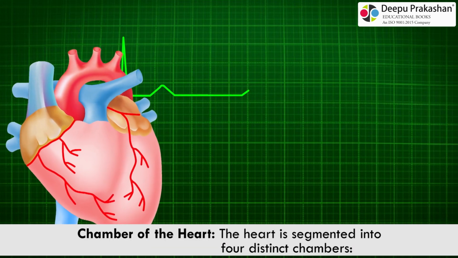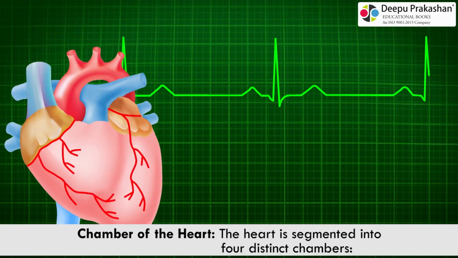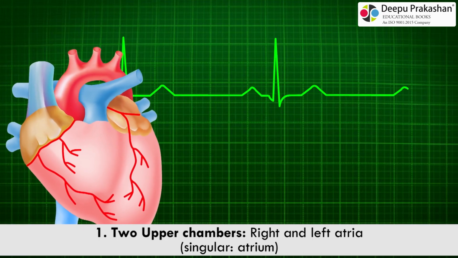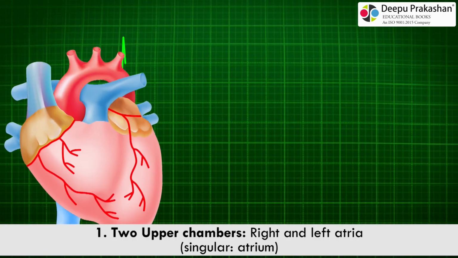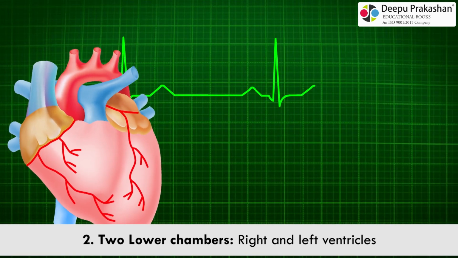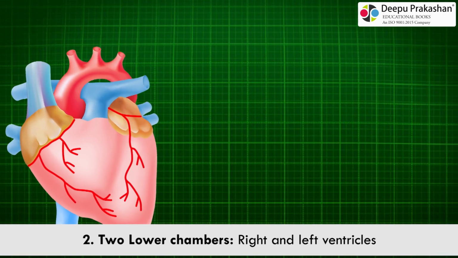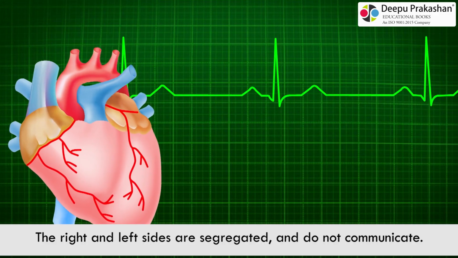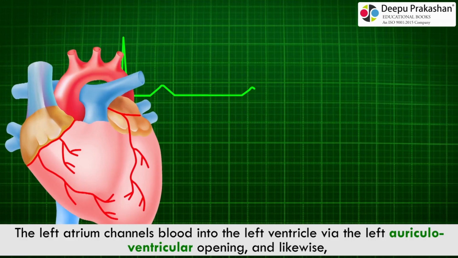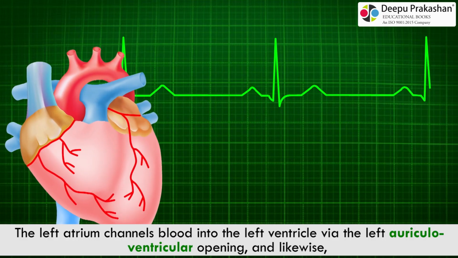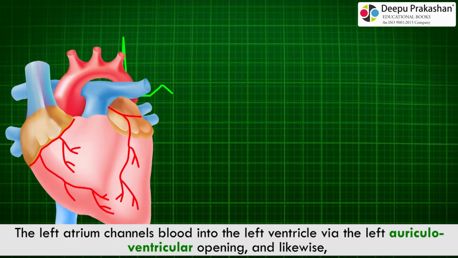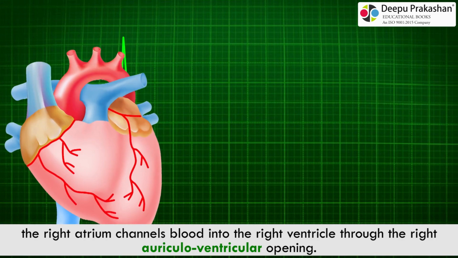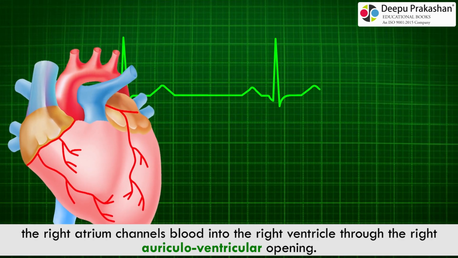Chambers of the heart. The heart is segmented into 4 distinct chambers. 1. 2 upper chambers, right and left atria, singular, atrium. 2. 2 lower chambers, right and left ventricles. The right and left sides are segregated and do not communicate. The left atrium channels blood into the left ventricle via the left auriculoventricular opening, and likewise, the right atrium channels blood into the right ventricle through the right auriculoventricular opening.